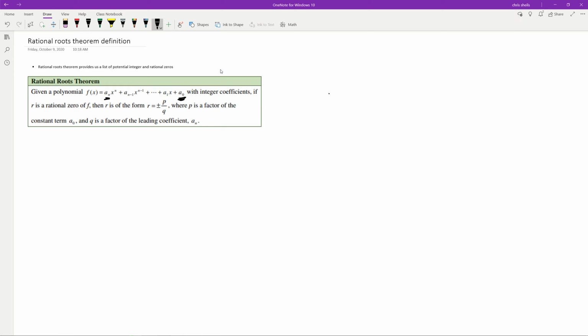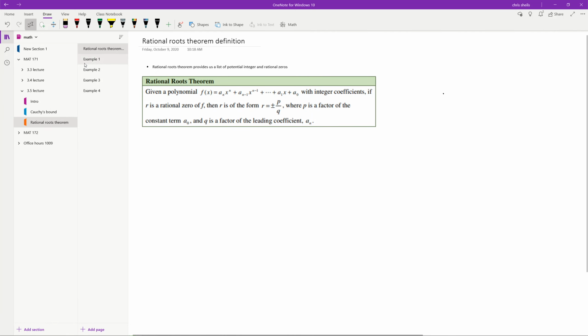So r is of the form of some factor plus or minus a factor of the constant divided by a factor of the leading coefficient. And if we do every possible permutation of this, then we'll have a list of all of the possible rational zeros of a polynomial.